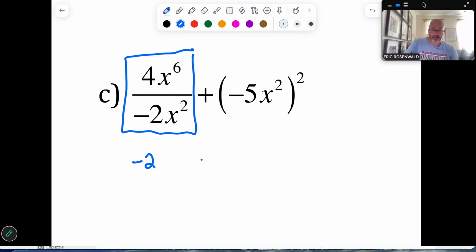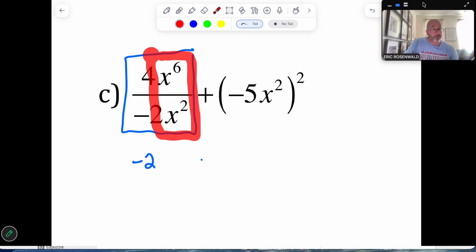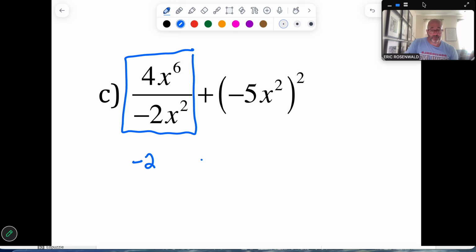And then look at your x to the 6th and x to the second. Just look at this part. There's 6 on the top. There's 2 on the bottom. So when we simplify, there's going to be 4 remaining. Then we're going to have plus.